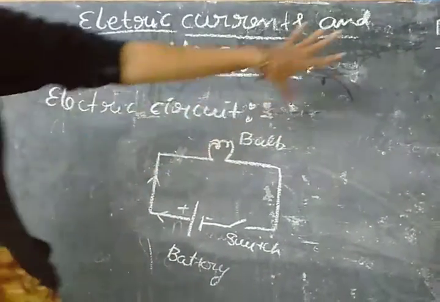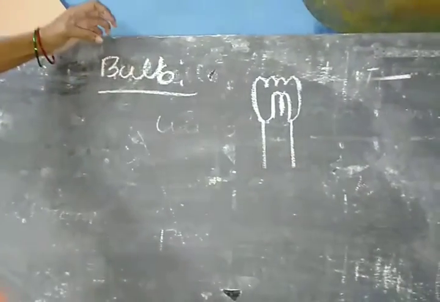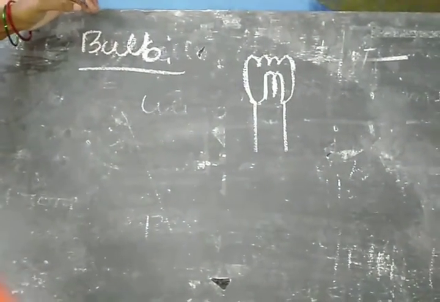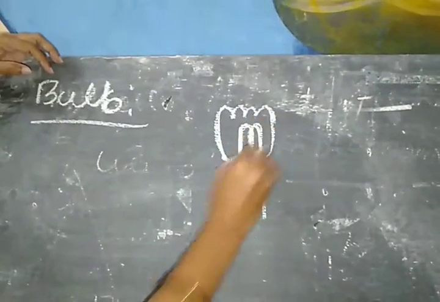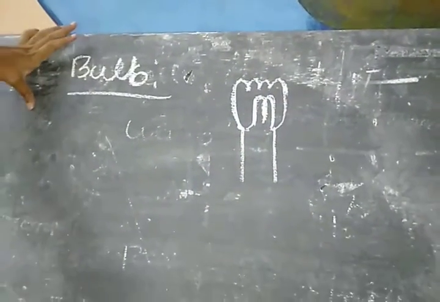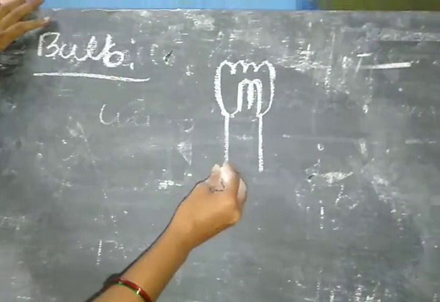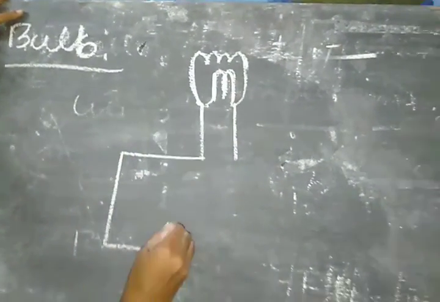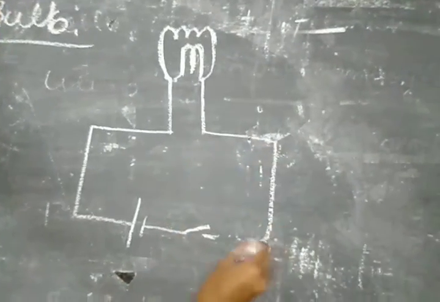So see here, if you switch it on, the bulb will glow. How? It's very simple. See here, within the bulb there is a filament. In your home you can see that. Okay, so here there is a filament. When you switch it on, see this, you connect this one to the battery and this is the switch.